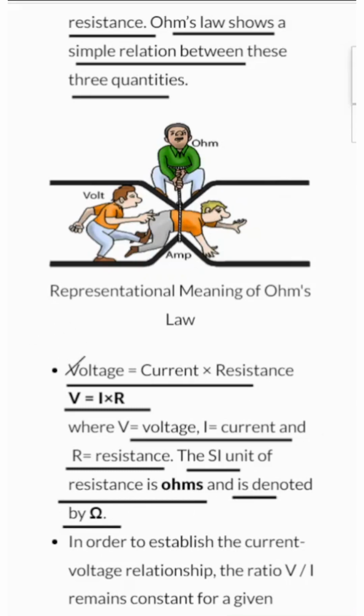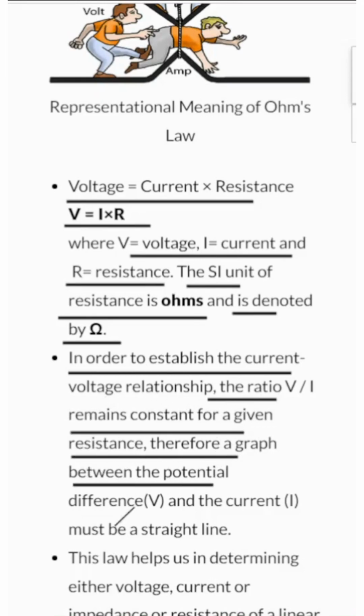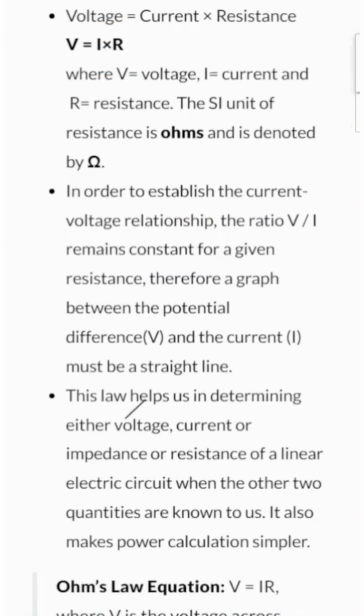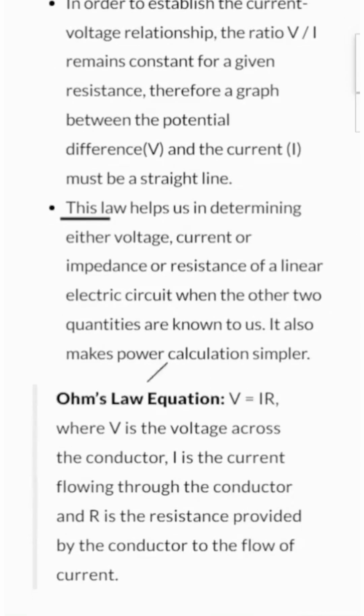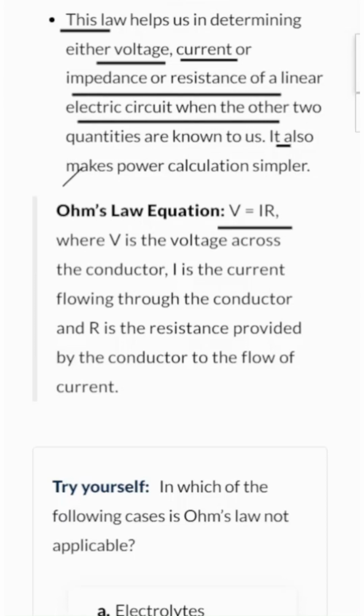To illustrate the concept further, when we have a given resistance, the ratio V/I remains constant. In other words, if we graph the potential difference, V, against the current, I, it forms a straight line. This linear relationship is a powerful tool for analyzing electric circuits. Ohm's law makes solving problems related to voltage, current, and resistance in electric circuits much simpler. It's a foundational concept in electrical engineering and essential for understanding how electricity behaves in various devices and systems.